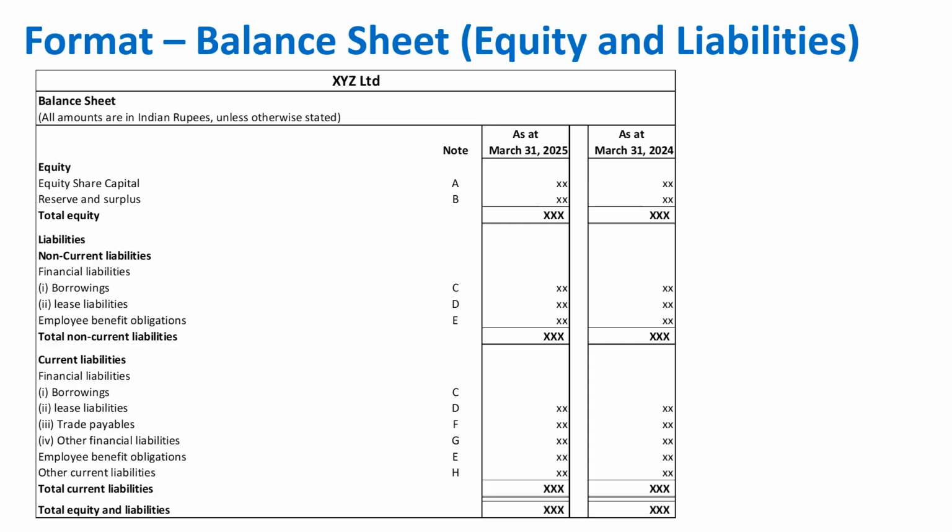Under non-current liabilities, you will have financial liabilities. Under that, you will have borrowings and lease liabilities. Then you will have employee benefit obligations. Under current liabilities, you will have financial liabilities again: borrowings, lease liabilities, trade payables, other financial liabilities, employee benefit obligations, and other current liabilities. I'll explain each and every line item in upcoming slides.